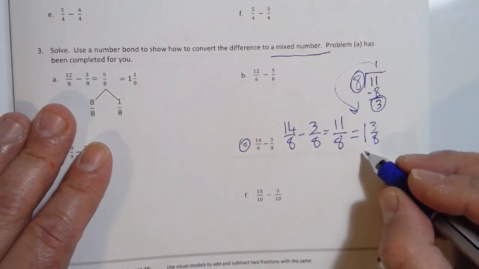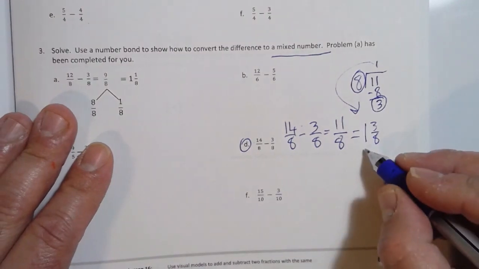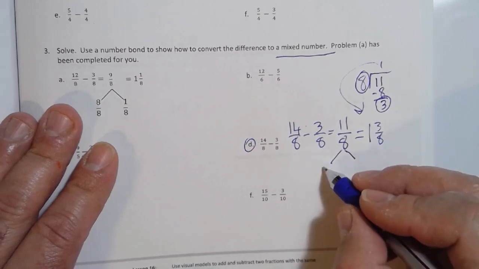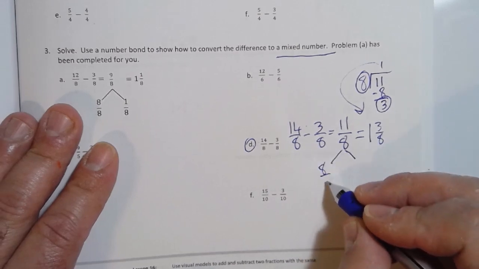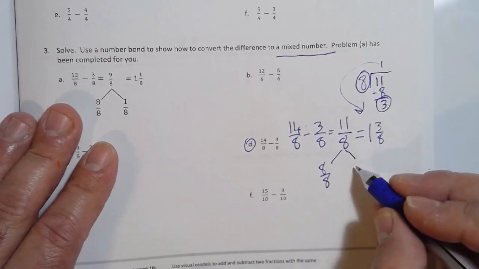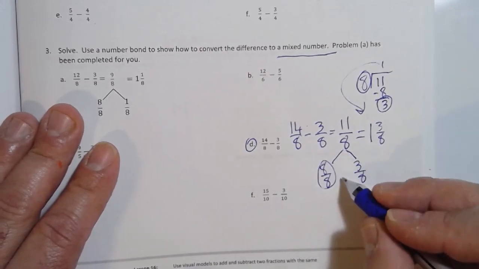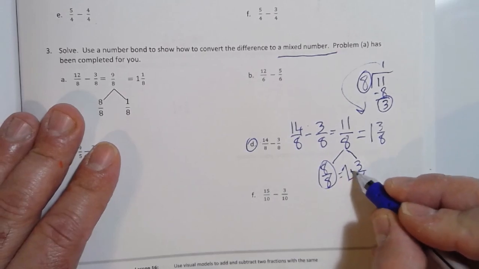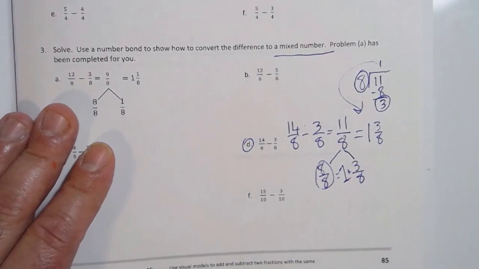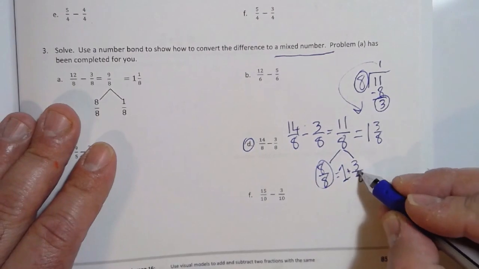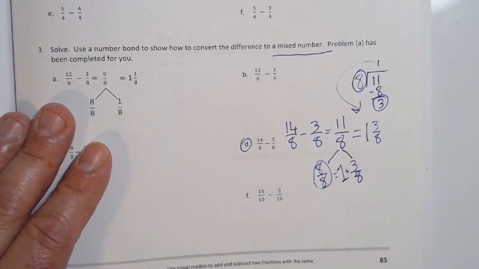Another way to look at it would be like this. I could take that 11/8 and I can say here's one whole number here, 8/8. How many left over? 3/8. This 8/8 of course equals 1. 1 and 3/8. It's right there too. Okay? 2 ways to do it without the number line. The number line is just a teaching tool to help you get there.